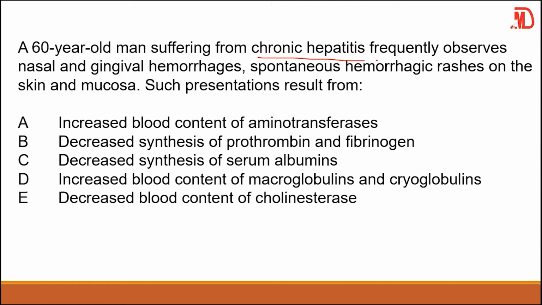All right. So over here, we're having a problem with the liver, a chronic hepatitis. And the person is having nasal and gingival hemorrhages, spontaneous hemorrhagic rashes on the skin and the mucosa. Such presentation results from what?